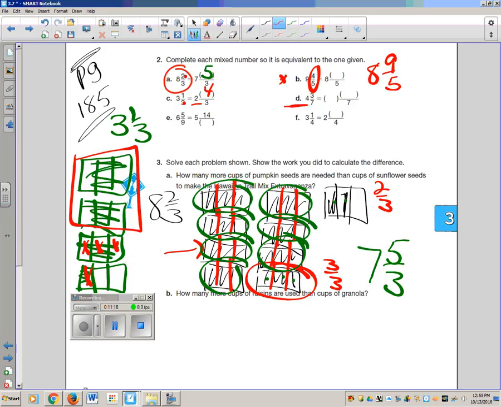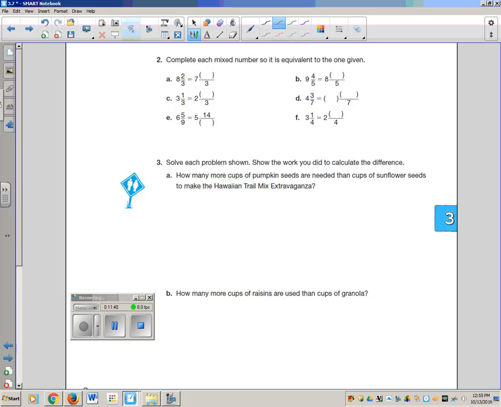Look at D. 4 and 3/7. I'm going to take one whole away, so that gives me 3. 7/7 is that 1. I already have 3/7. 3 and 10/7. 4 and 3/7 is 3 and 10/7. All right, let me get rid of some of this so you can actually see it. 3 and 1/4. I'm going down to 2, so that means I took 1 away. I'm going to write 1 as 4/4. If I already have 1/4, add 1 more 4/4, that gives me 5/4.